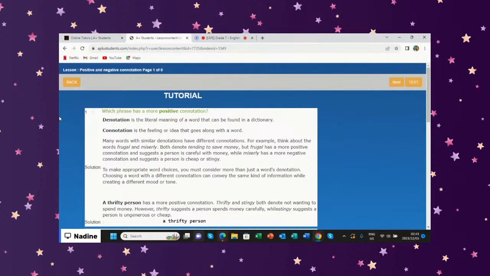So we have frugal and miserly. And if you look at these two words, based on the meaning, which word do you think is more negative or which one is more positive?